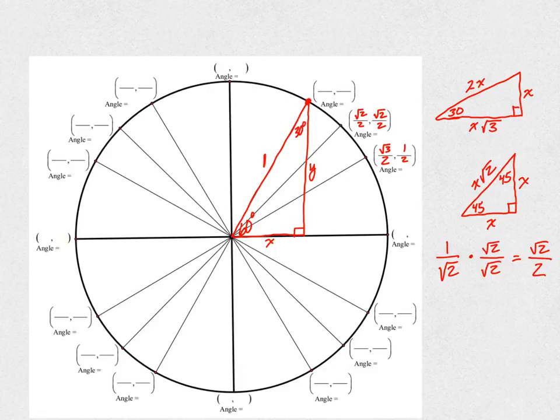All right, so what this tells us is this is a 30-60 triangle, just like this one up here. Hypotenuse is 1, so the short leg will be half of that. So if the hypotenuse is 1, x is going to equal 1/2. And y will be the square root of 3 times the 1/2, which is root 3 over 2. So that gives us our coordinate of 1/2, comma, root 3 over 2.